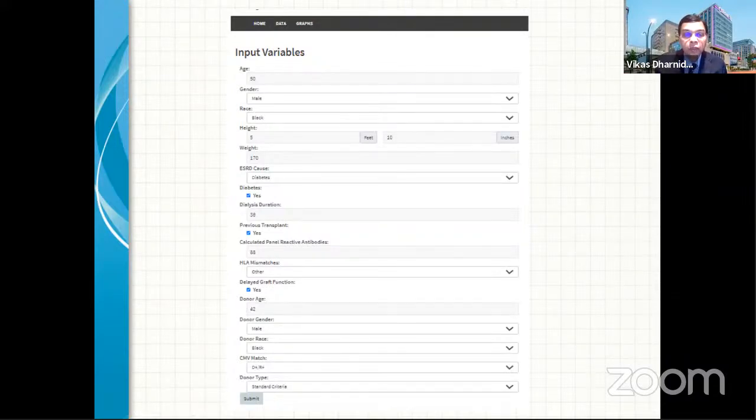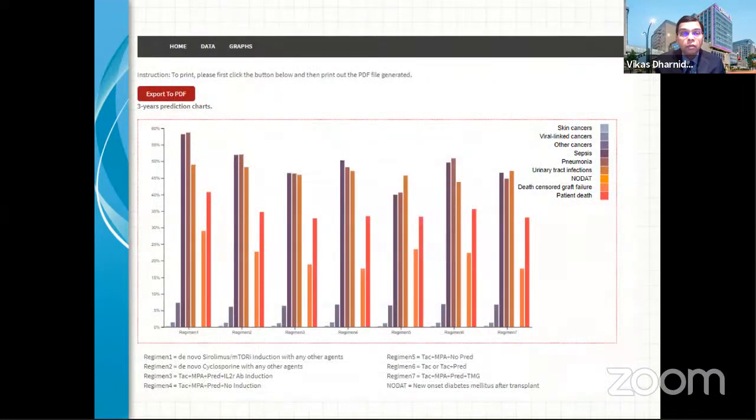And then there are a few donor criteria that you see there. At the time we performed these analysis in the US, we were still using what were called standard and extended criteria donors, which has now since changed. But that's why we had to stay with that on this tool. And then once you input those and submit, what you get are graphs that look like this. There are several graphs. This is the first of them. And you can actually export this to a PDF through this button and print these out for the patient. So the different regimens, the same 7 regimens that I showed you earlier are shown in the legend here, and they're represented by regimens 1 through 7.